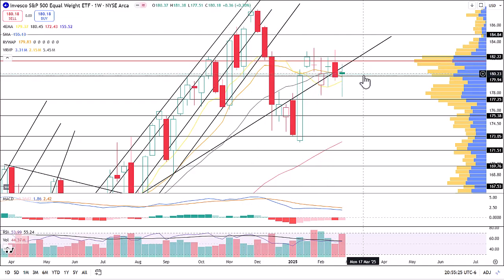Still looks like a high, lower high setup, and I would expect this to eventually roll over with everything else. But again, remember, short term, looking for a little bit of rally. Your next level to the upside would be 182.22.